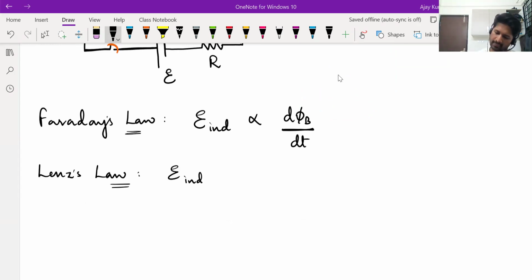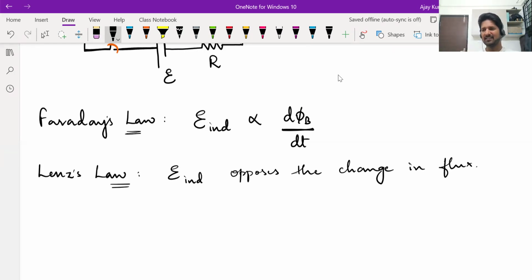It opposes the magnetic flux. No, it doesn't have to oppose the flux. It has to oppose the change in flux. Okay, yeah, change in flux. If flux is increasing, then induced EMF will create a field opposite to it. If flux is decreasing, if the existing flux in the coil is decreasing, then induced EMF produces a magnetic field in the same direction to support it. Okay, keep these points in mind.